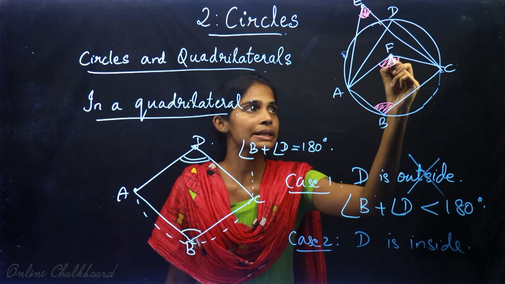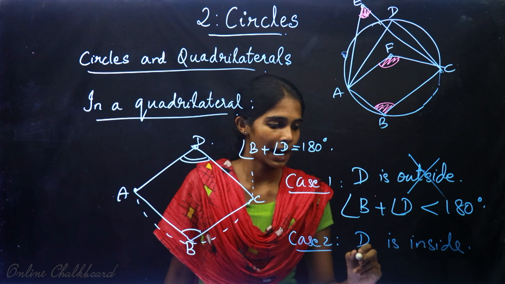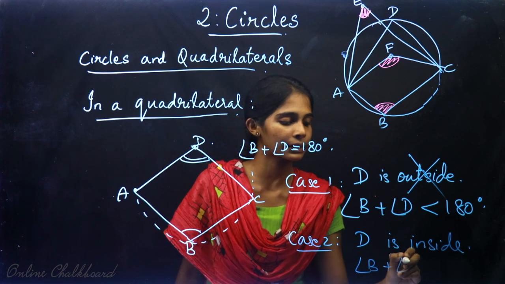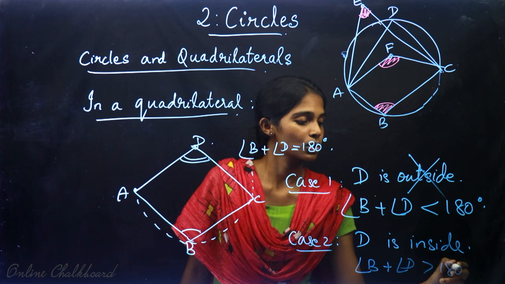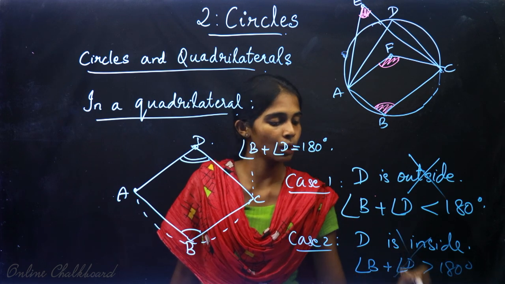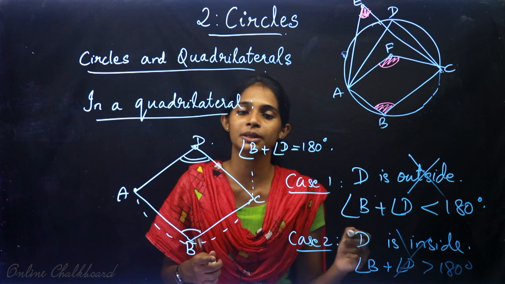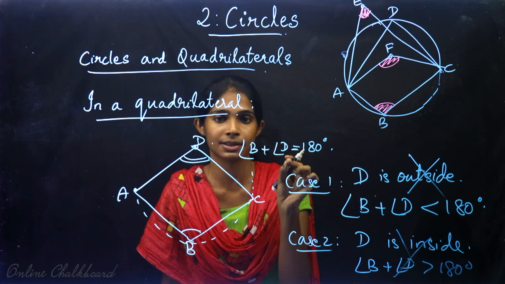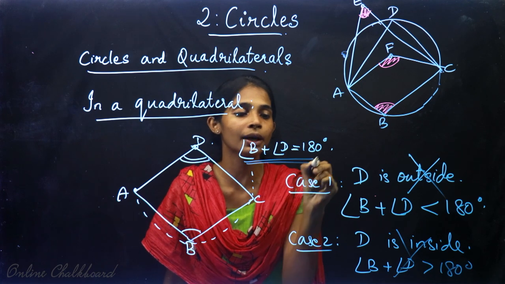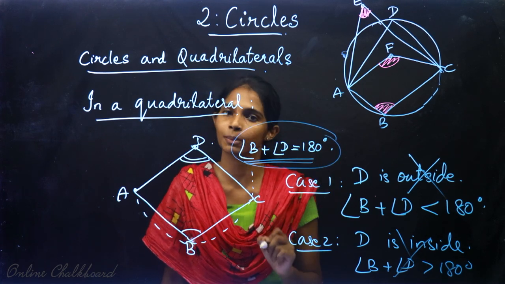So, D inside angle, we already said. Angle B plus angle D will be greater than 180 degree. So, this case is also not possible. Now, what do we say? This point D will lie exactly on that circle. We are going to say opposite angles are supplementary.